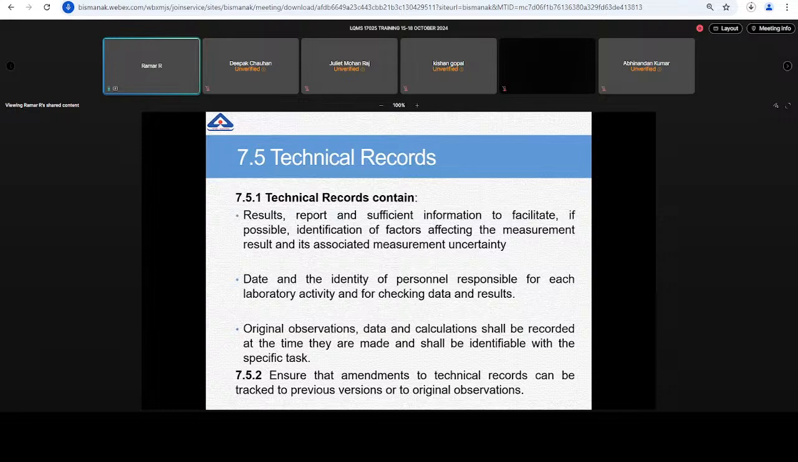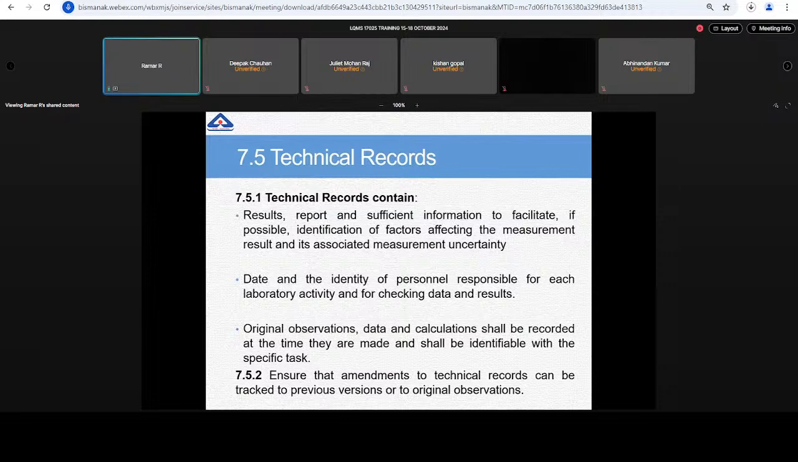They must also be recorded at the time they are made. Sometimes people record on some paper now and register it later, maybe the next day. That is not correct. They have to register immediately, otherwise the data may be lost.